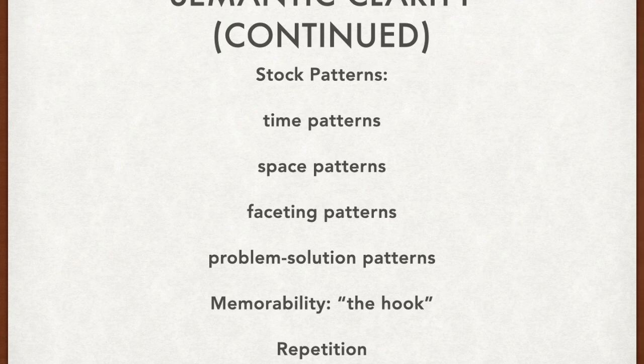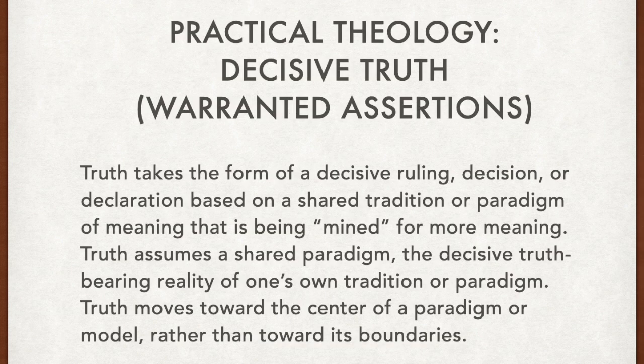Okay, so over time, what is the assertive preacher doing? Well, the assertive preacher over time is telling the congregation that truth takes the form of a decisive ruling or a decision that they have to make, or a declaration based on a shared tradition, a shared paradigm of meaning that's simply being mined for more meaning. Truth assumes a shared paradigm and the decisive truth-bearing reality of one's own tradition or paradigm.